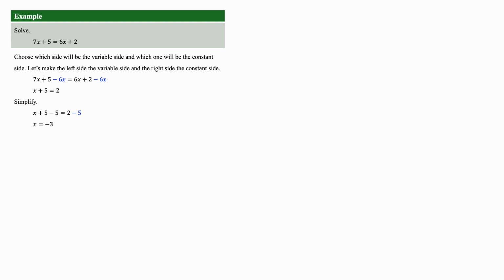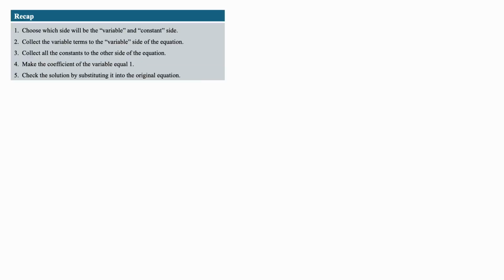We can check and make sure that this is correct by the substitution method. So we substitute negative 3 in for x, and after a little bit more simplification, we get negative 16 equals negative 16. To recap what we've done, first we choose which side will take on the variable or the constant.